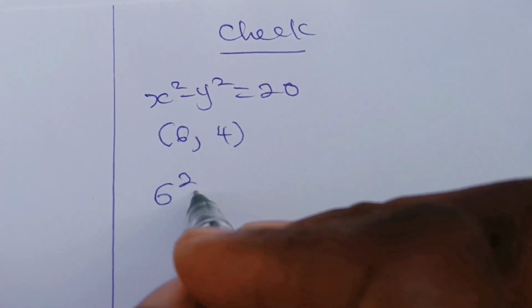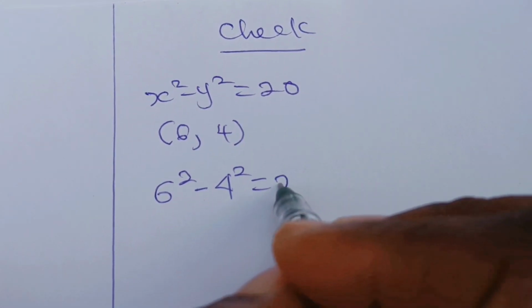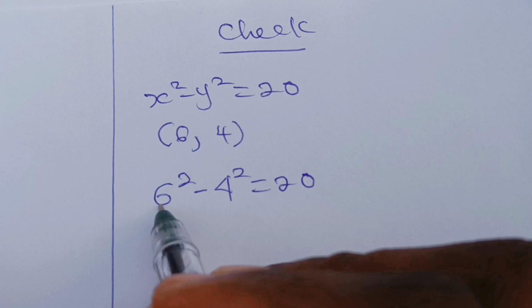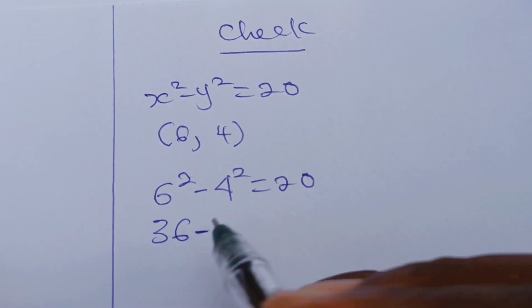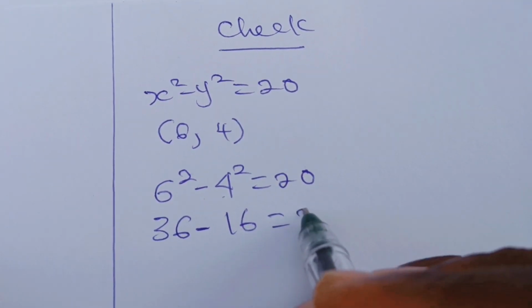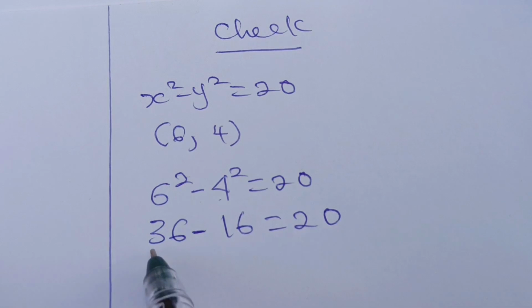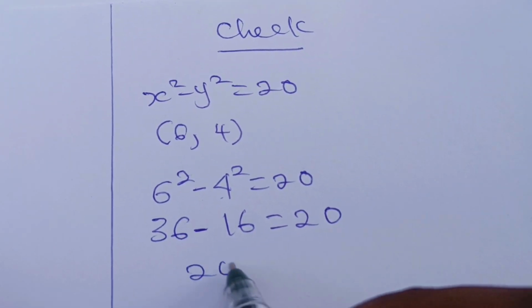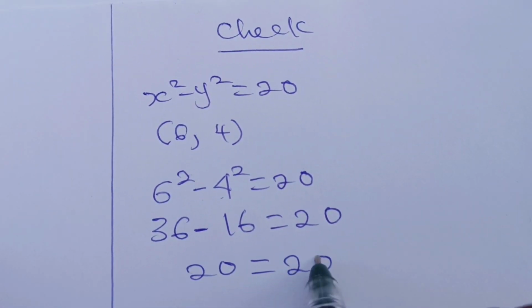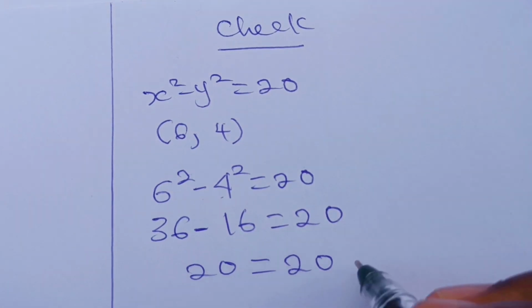So we have 6 squared minus 4 squared is equal to 20. Okay, now 6 squared is 36 minus 4 squared, which is 16, is equal to 20. Now 36 minus 16 is 20, and 20 is equal to 20. So this is actually correct.